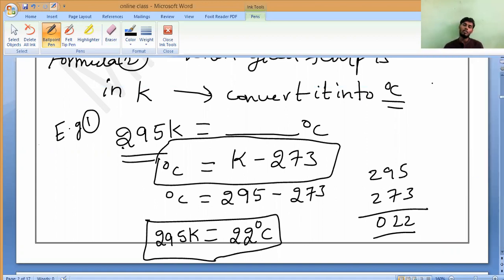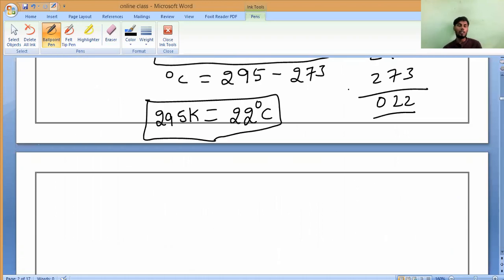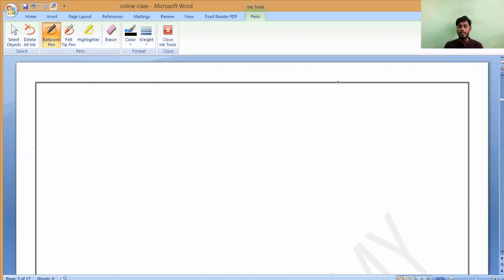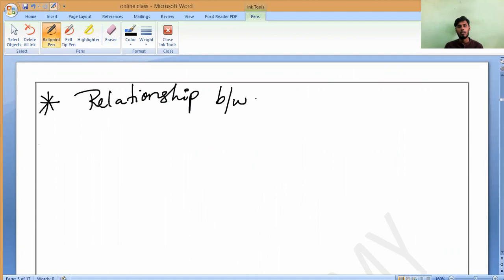Now, let us go for next. So this is the relationship between degree Celsius and Kelvin scale. Is it yes or no? So next, the second one: relationship between degree Celsius and degree Fahrenheit.